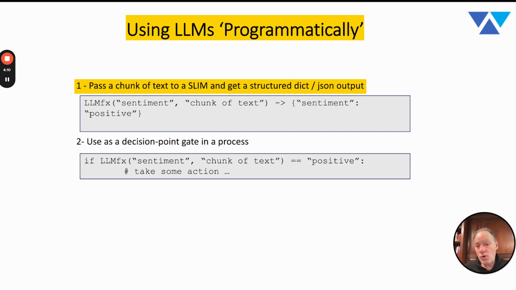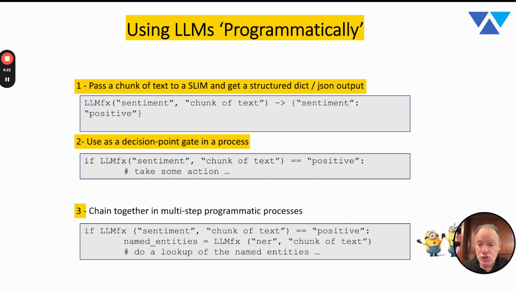Or another way to look at it, we may want to have an if-then. If the sentiment is positive, then ultimately we're going to want to take some action. That's actually what we're going to work through in the example. And then finally, we may want to start chaining these things together in a real life scenario. So if the sentiment is positive, then we want to take some second LLM call.